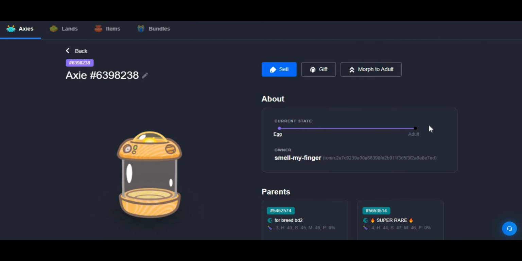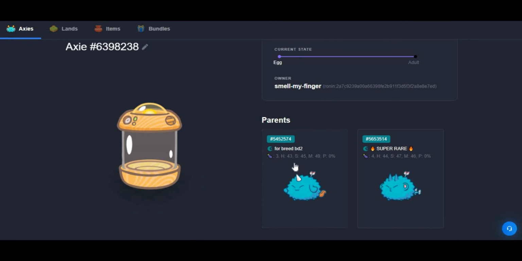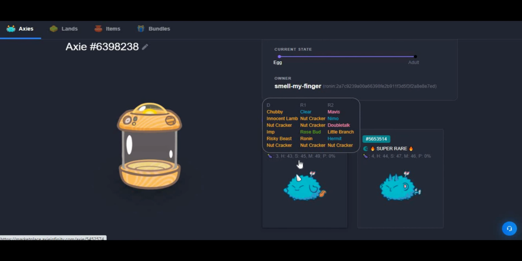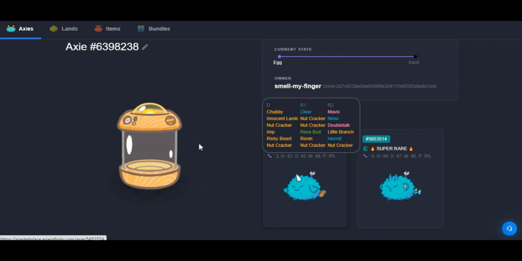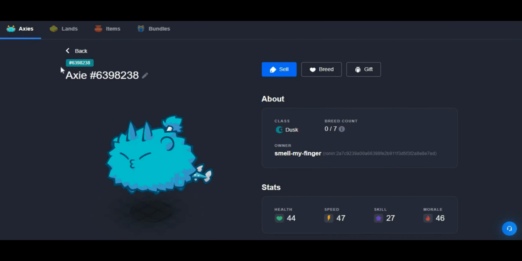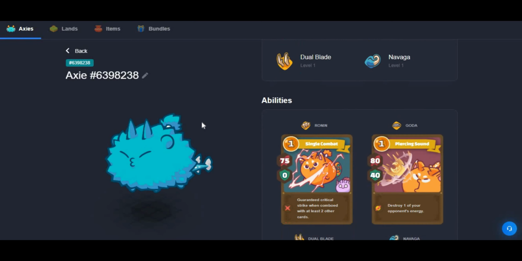Hello and g'day, and now let's morph this axie and see what we get. I'll show you the parents. So this is one of the parents, this is the other parent. So I hope it throws me something decent. We'll have to wait and see. Okay, so the moment of truth, let's have a look what it threw me.